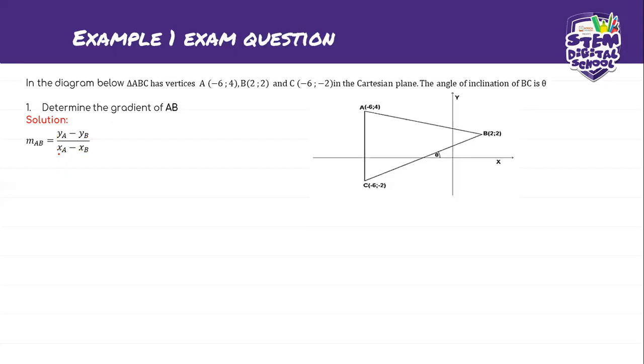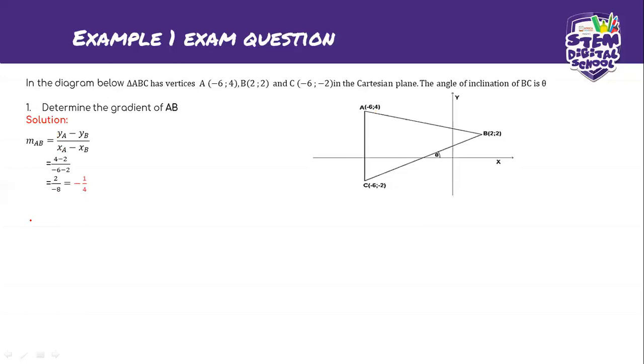Make sure whatever you start with on the numerator, you must also start with at the denominator for x. You can also start with yb minus ya, but be consistent. I hope I make sense. The second step is to substitute your values. For instance, for ya, you look for the value of y at point A, which is 4, then -2 divided by -6 minus 2. And you'll have your answer there.